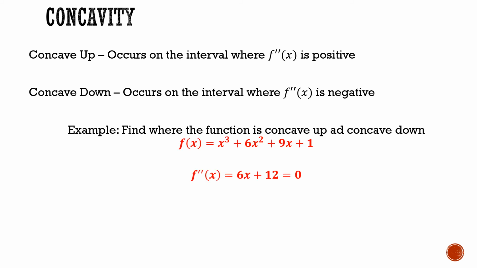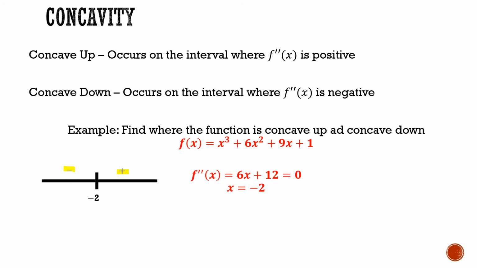So again, using that same graph, I'm going to find my second derivative, and our second derivative will be 6x plus 12. I'm going to set that equal to 0, and I get x equals negative 2. Next, putting that on a number line and testing numbers, plugging into my second derivative: if I plug in something to the left of negative 2, like let's say negative 3, I get a negative number. And if I plug in something to the right of negative 2, let's say 0, I get a positive number.